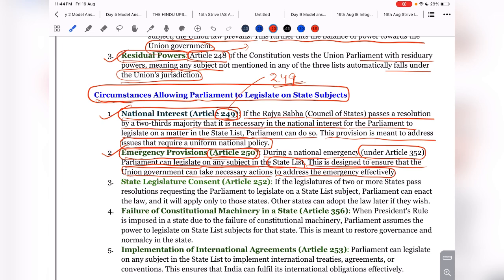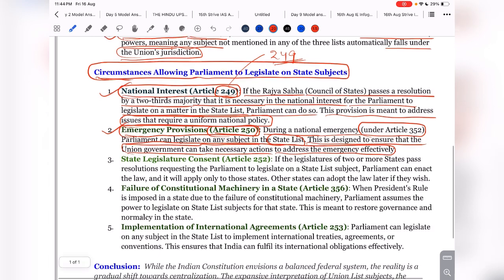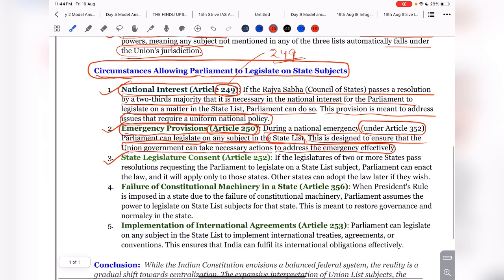The next is about state legislature consent under Article 252. If the legislatures of two or more states pass a resolution requesting Parliament to legislate on a state list subject, Parliament can enact the law. It will apply only to those states. Other states can adopt the law later if they wish.